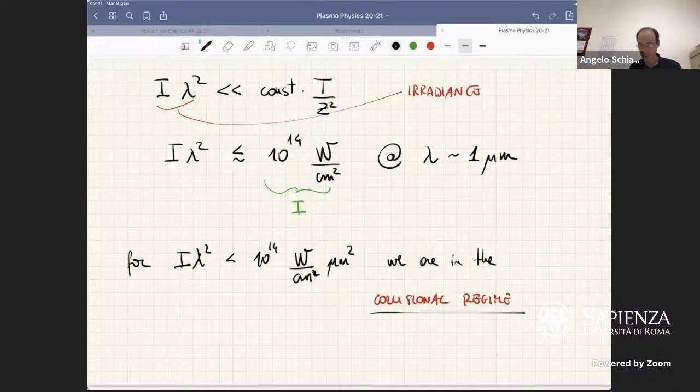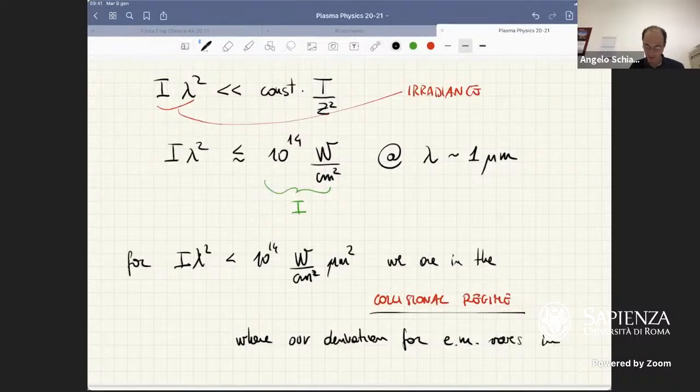So our derivation of alpha and propagation of the electromagnetic wave holds, where our derivation for electromagnetic waves in plasma holds. So it's satisfied.